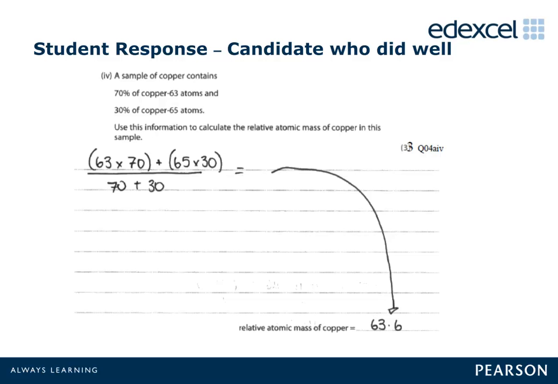The next 4 slides concern question 4A Part 4 of the higher tier paper. The 3 marking points here were for the mass of all the copper-63 atoms, that is, 63 times 70, the mass of all the copper-65 atoms, that is, 65 times 30, and the 3rd marking point was for the total mass of all the atoms divided by 100 to give the answer 63.6 as the relative atomic mass of copper.